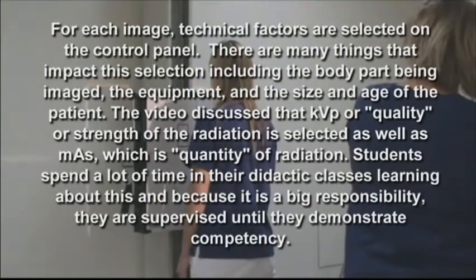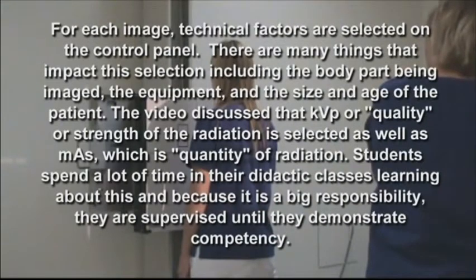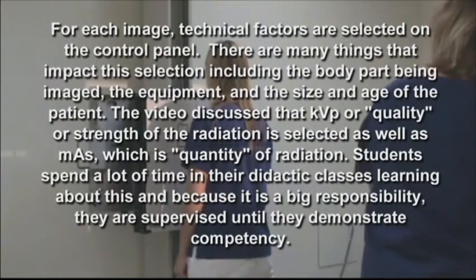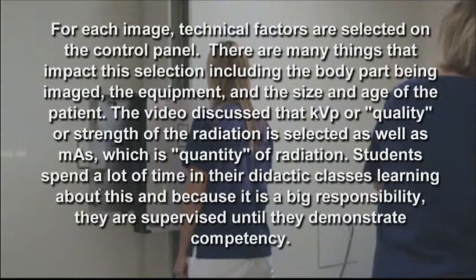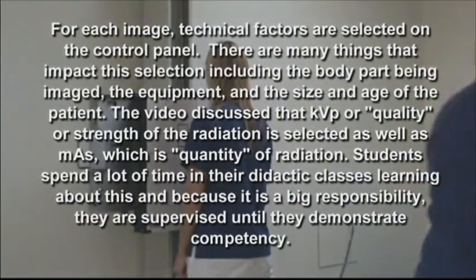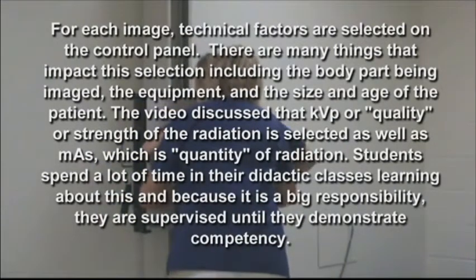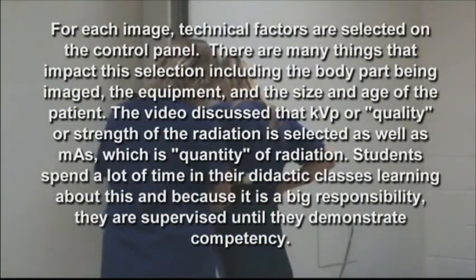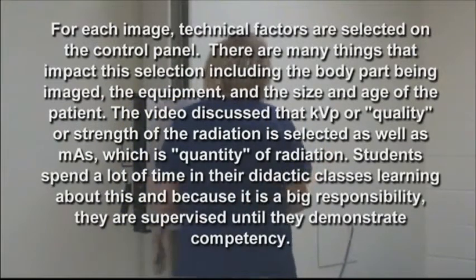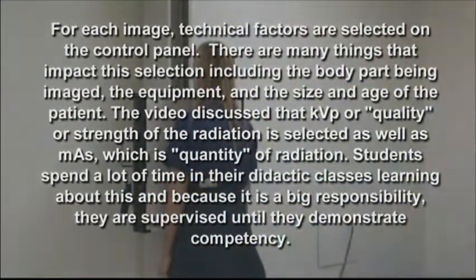I'd like to know more about selecting the radiation levels. It sounds like a lot of responsibility. For each image, technical factors are selected on the control panel. There are many things that impact the selection, including the body part being imaged, the equipment, and the size and age of the patient. The video discussed that KVP, or quality or strength of the radiation, is selected as well as MAS, which is quantity of radiation. Students spend a lot of time in their didactic classes learning about this, and because it's a big responsibility, they are supervised until they demonstrate competency.